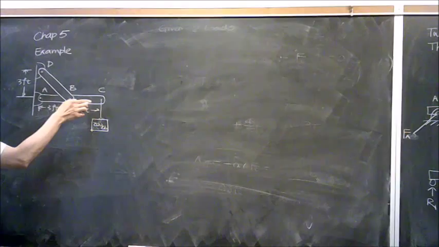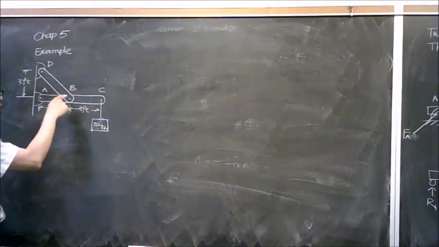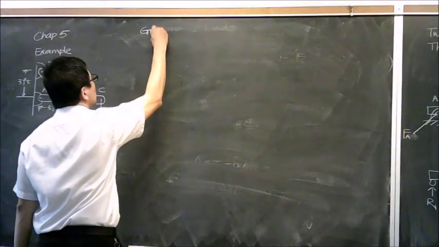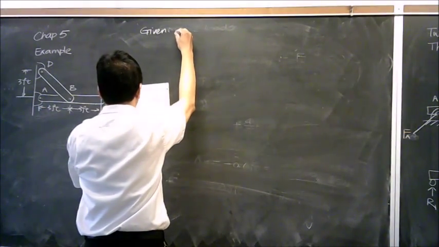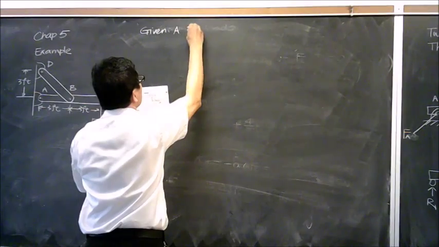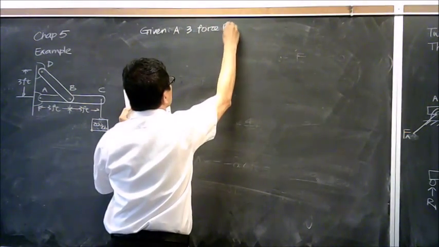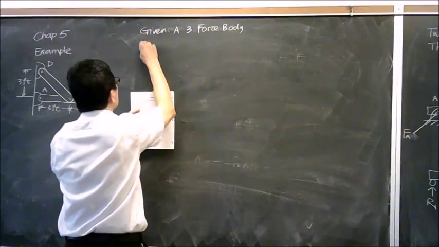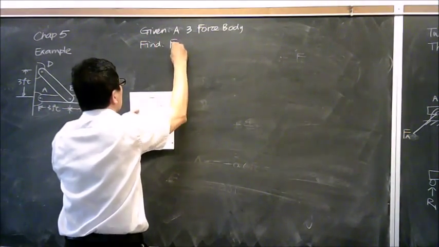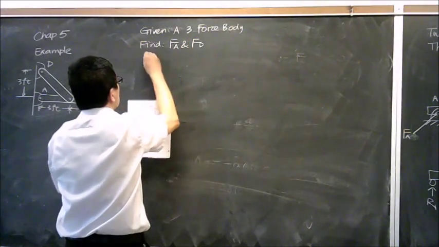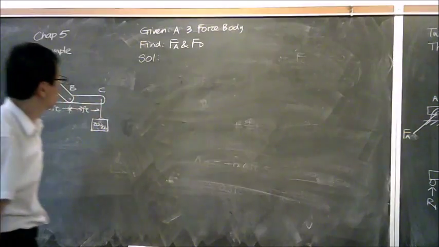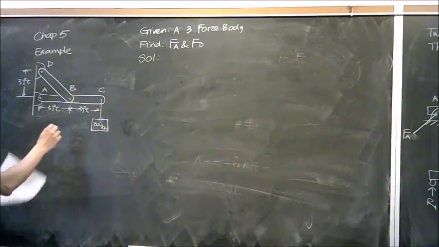For the bar ABC, how many locations do we actually have force applied onto it? This one, this one, and this one. Right? So let's define what we're trying to find. We are given a 3-force body. We would identify FA and FB. That's going to be the case.